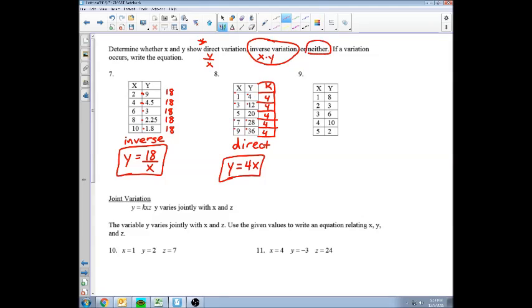I can just say neither, and I am done. So for these type of problems, what you want to do first is multiply x and y together.